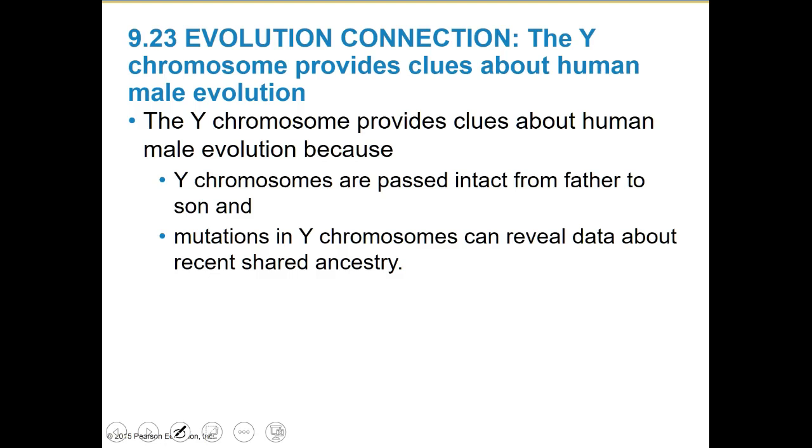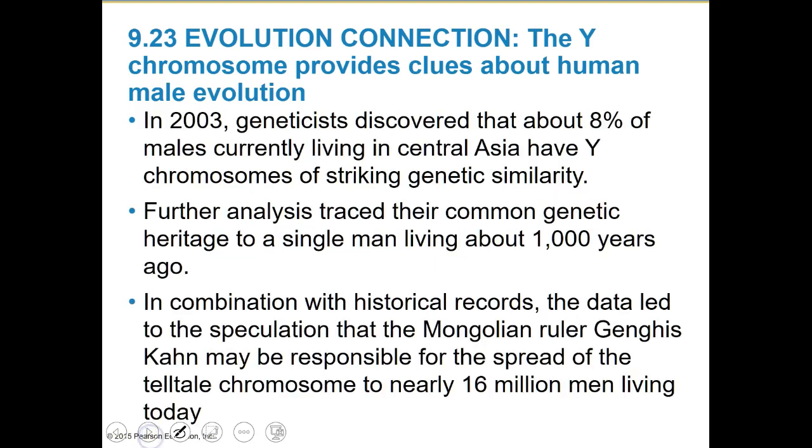All right, so the Y chromosome provides clues about human male evolution because Y chromosomes are passed intact from father to son. The only way that a son can get the Y chromosome is from his father. So mutations in the Y chromosome reveal data about recent shared ancestry. Just some interesting facts here: in 2003, geneticists discovered that 8% of the males currently living in Central Asia have Y chromosomes of striking genetic similarity, which almost seems terrifying, but further analysis traced their common genetic heritage to a single man living about 1,000 years ago.